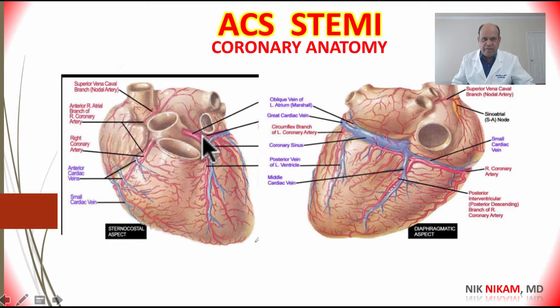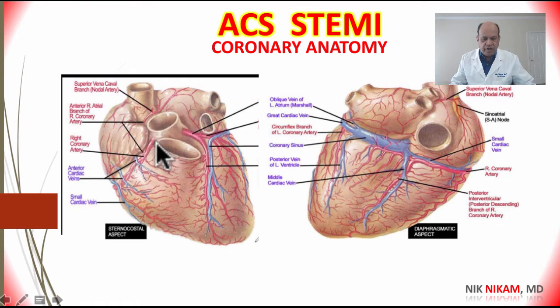The circumflex branch comes from the left main coronary artery, and it wraps around the left atrioventricular groove and gives rise to the marginal branches which supply the lateral wall of the left ventricle and posterior wall of the left ventricle. If there is an occlusion of the left anterior descending artery, we are going to see an anteroseptal and apical myocardial infarction, whereas occlusion of a circumflex branch can result in lateral and posterior myocardial infarction.